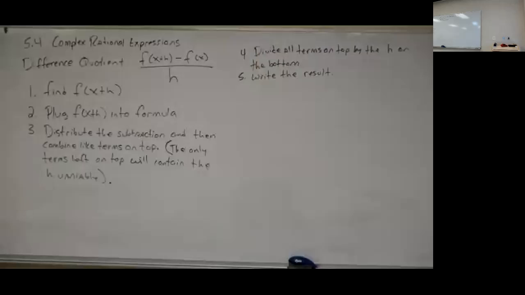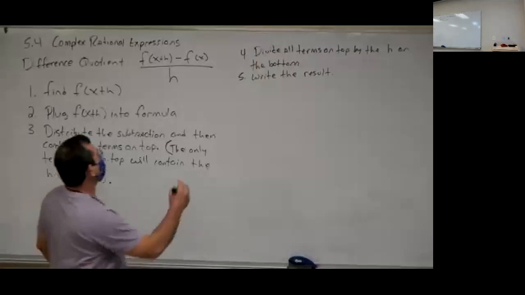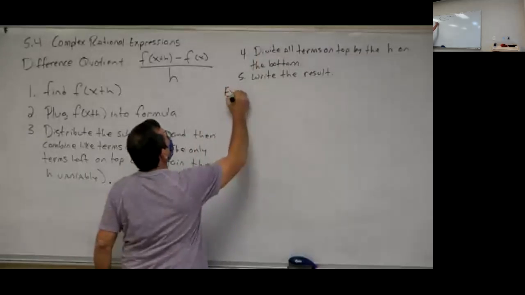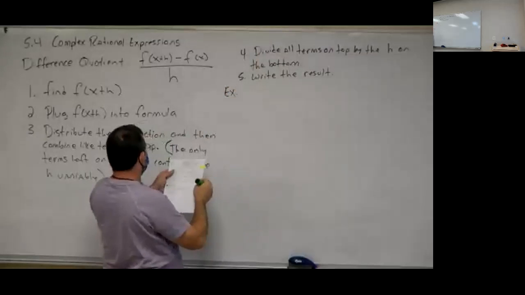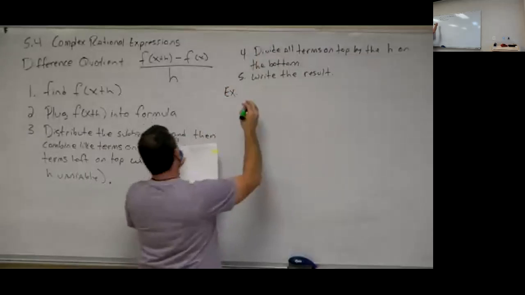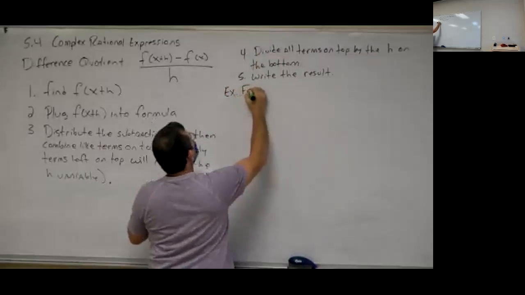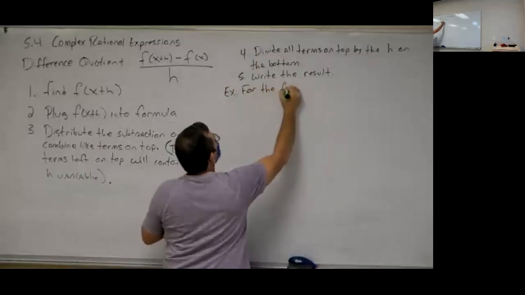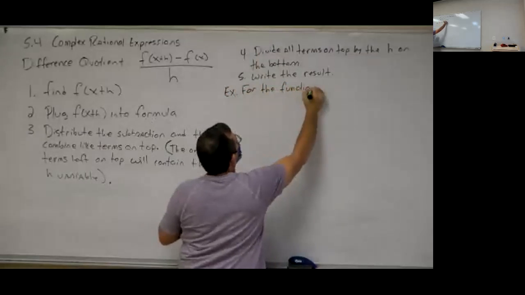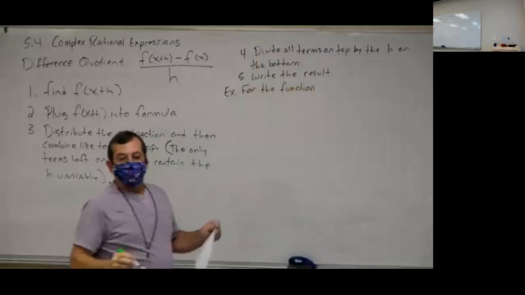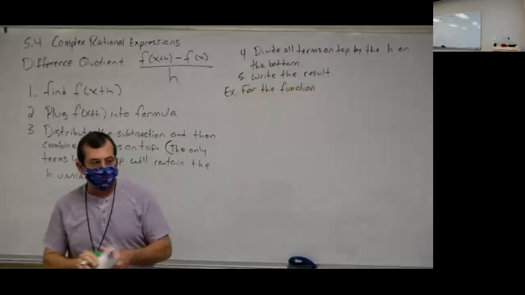Now, they can get a lot of foiling on these, depending on whether I got x squared or x cubed sitting in here, okay? So not too bad. So here we go. So I'll start out with a straight line. So these will say for the function, construct and simplify the difference quotient.